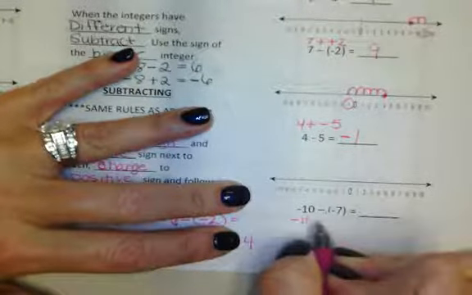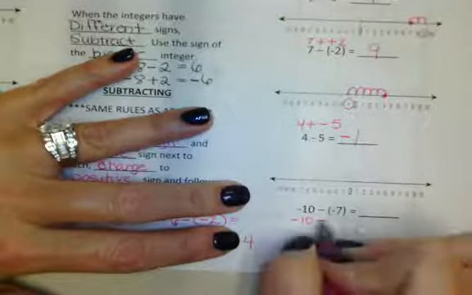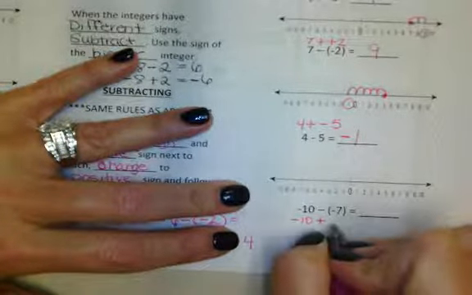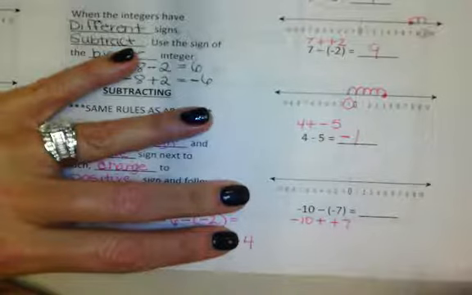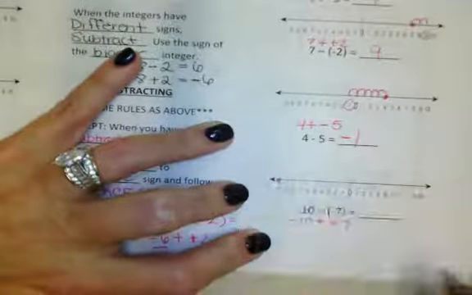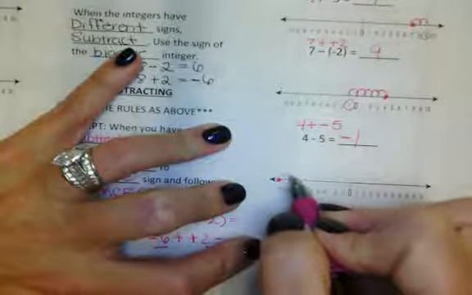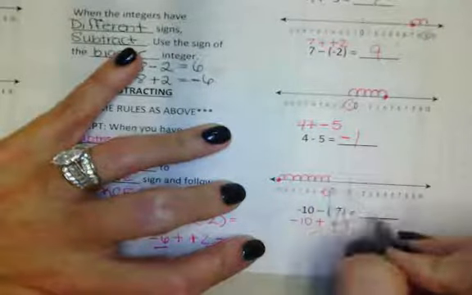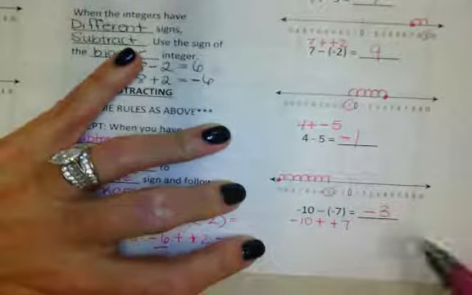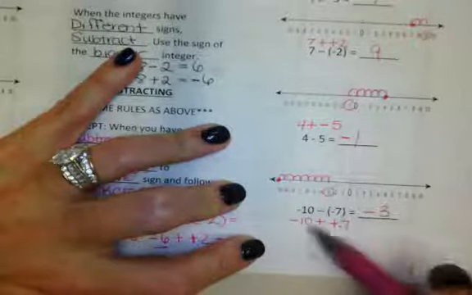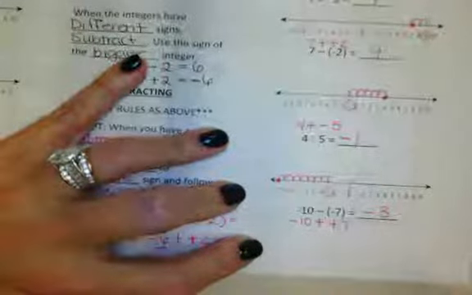All right, last one. So we're going to keep the negative 10. We're going to change the subtraction to addition. And then we're going to flip the negative to a positive. Okay, and so let's plot it. We have a negative 10. Now we have 7. 1, 2, 3, 4, 5, 6, 7, which gives us negative 3. And that would be the case because signs are different. We subtract, which is 3, and then keep the bigger sign, which is negative.